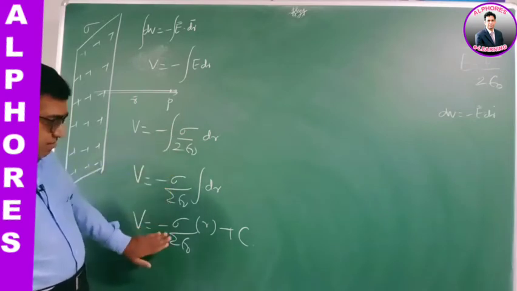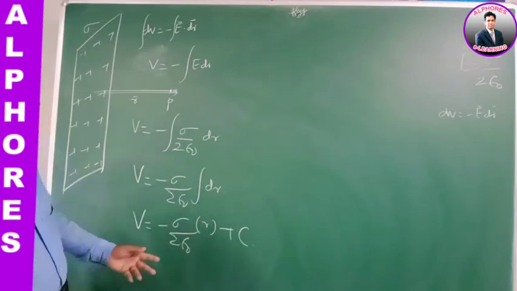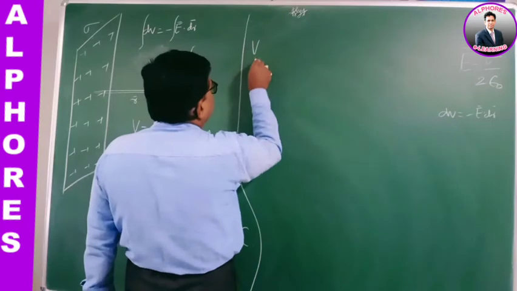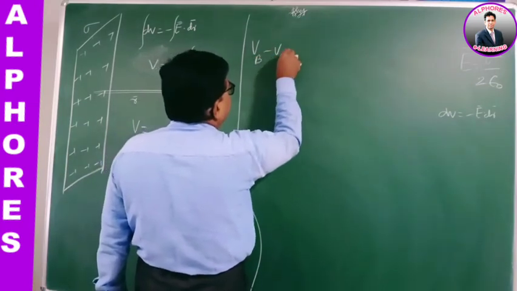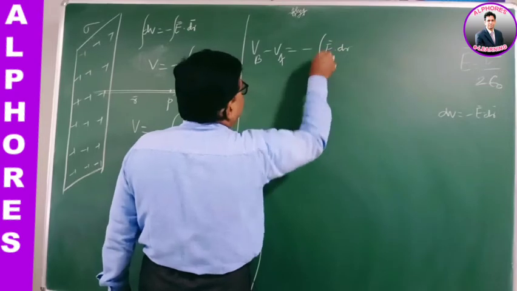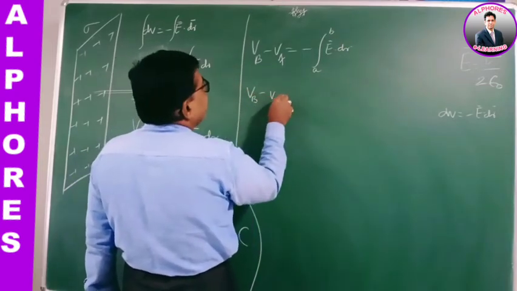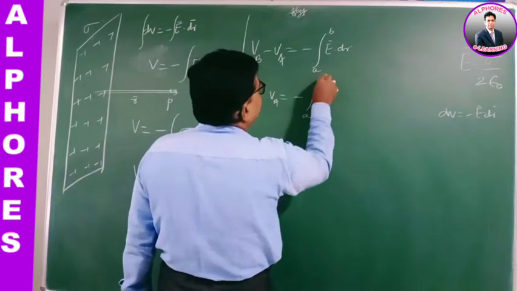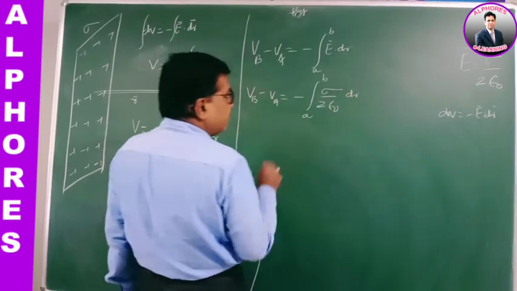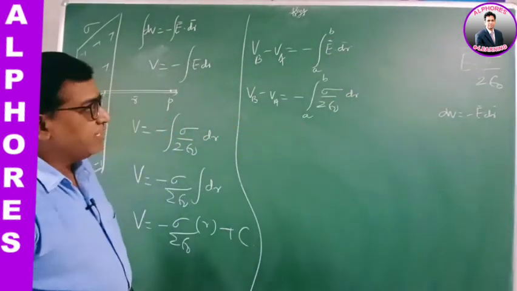So I will be getting, for a conducting sheet, it is minus sigma by epsilon into R plus C. If I consider 2 points A and B, so the potential difference VB minus VA is minus integral E dot dr from A to B. So VB minus VA is minus integral A to B sigma by 2 epsilon naught dr. Well, both are in the same direction, dot product cos 0 is 1, so E dr.